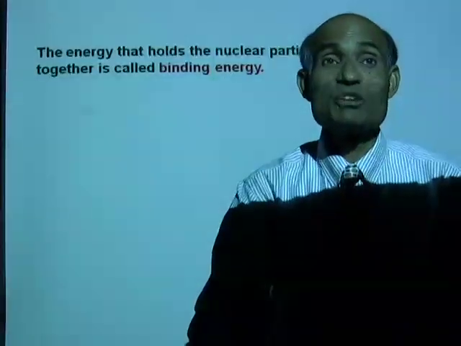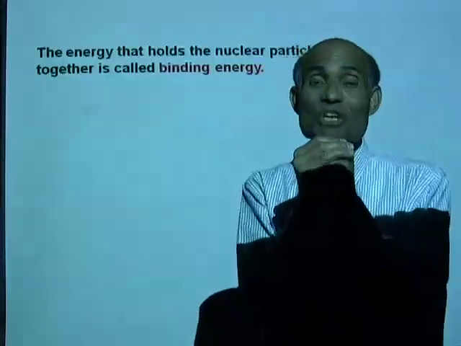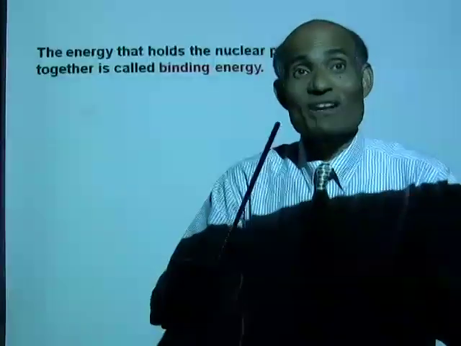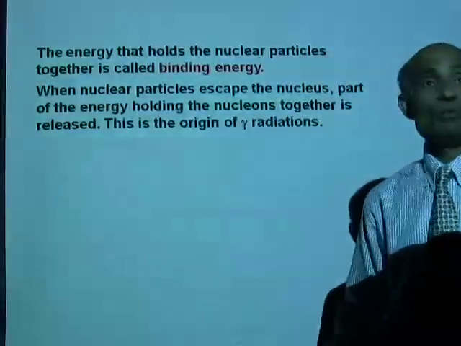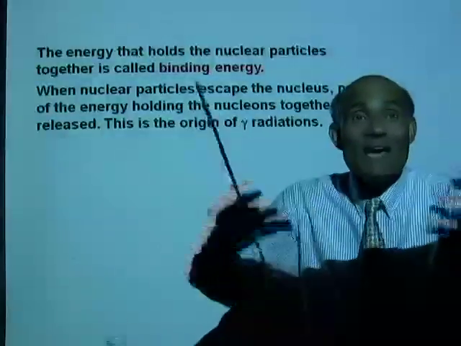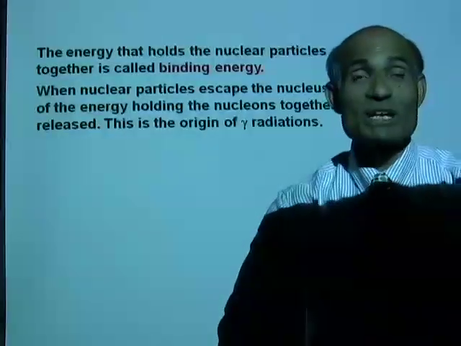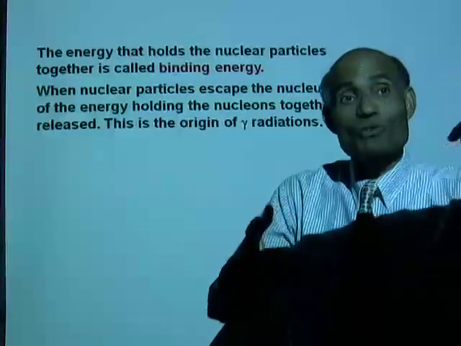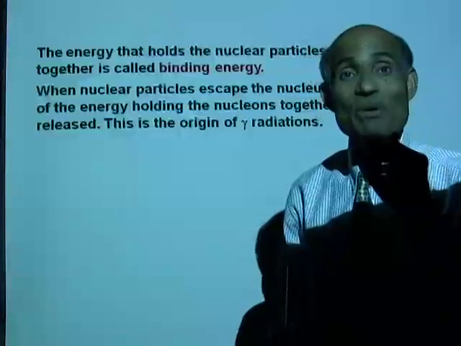And where does that energy come from? It comes from the equivalent energy of the mass lost, or the mass defect contributes to the binding energy. If nuclear particles are taken out of the nucleus, then a part of this binding energy must also come out. And that is actually the origin of gamma radiation.